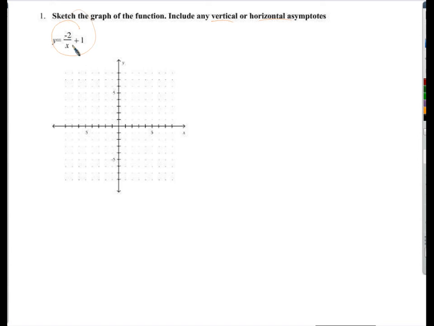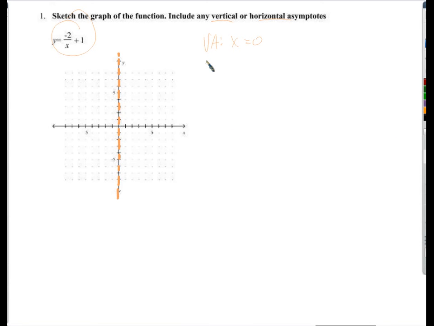If the denominator of a fraction is 0, these functions all have fractions in them, and the fraction goes wrong when the denominator is 0. And that happens in this case when the denominator x is 0. It's all there is to the denominator. So if x is 0, we have a problem. So let's draw a nice big vertical asymptote right through.